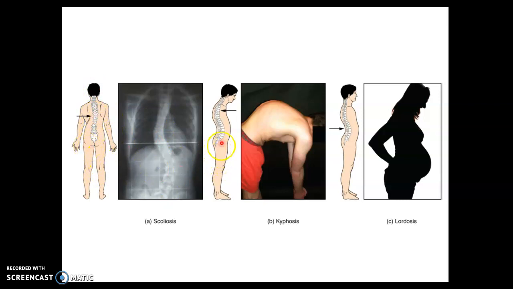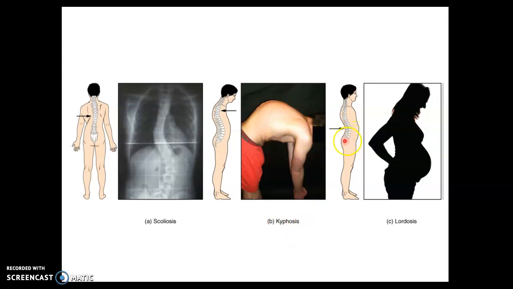From a lateral view, well, we have normal curves, but if the thoracic curve is exaggerated, we know it is convex posteriorly, but if it's more convex than it should be, like right here, we call that a kyphosis. Kyphosis, otherwise known as a hunchback or humpback.